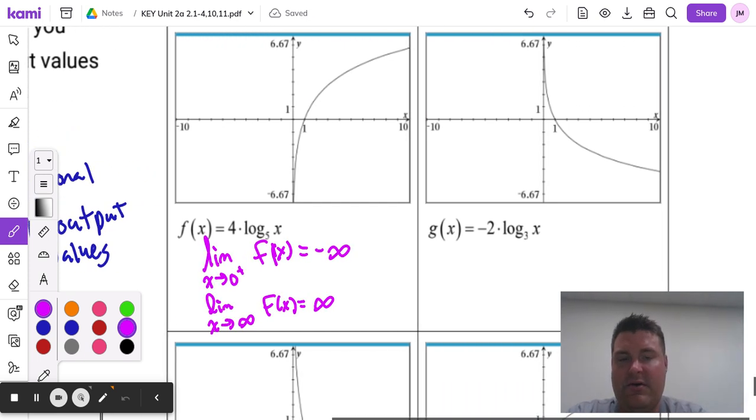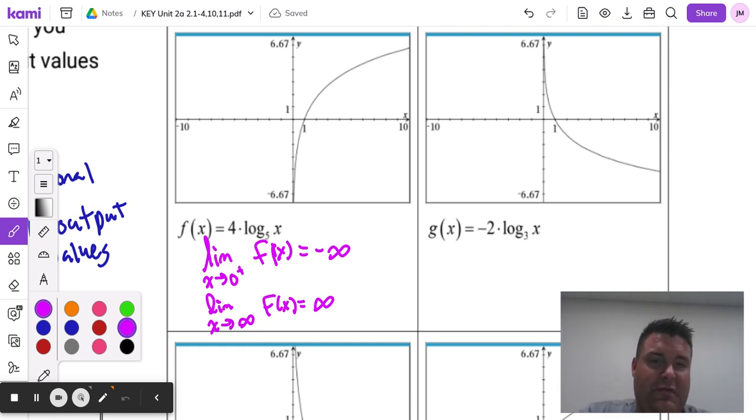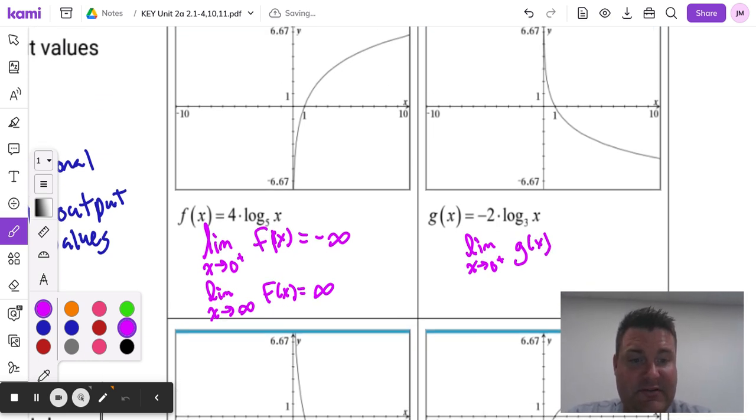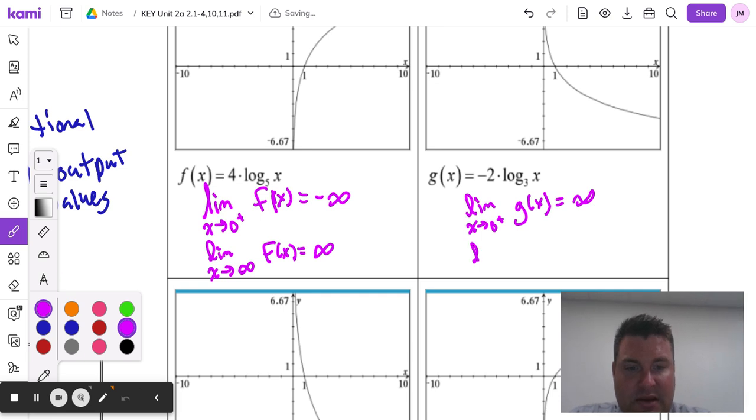Okay. Now, if all I do is a transformation by reflecting over the x-axis, not much is going to change on the input side. So we're still going to approach 0 from the right, this time of g of x. From above, you can tell that we're now going to positive infinity, which makes sense that our end behaviors are going to completely flip. And then the limit as x approaches infinity, it's going down forever, so it's going to go to negative infinity.